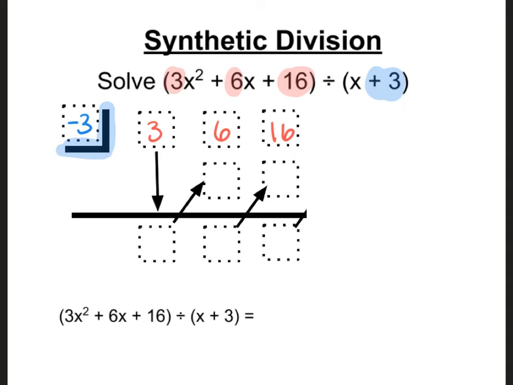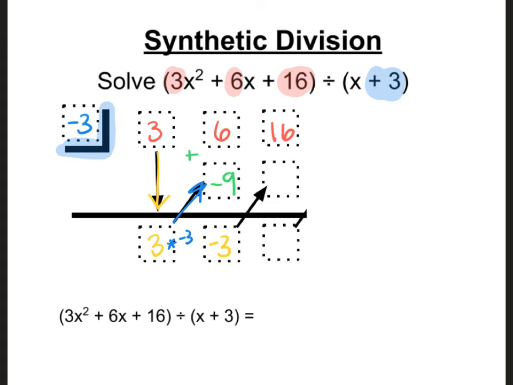All right, and then to divide, we have to start by bringing down that first number. So 3 comes down. Then we're going to multiply it by whatever's in the house. So I'm going to do times negative 3. And when I do 3 times negative 3, I get negative 9. And when I get that answer, it's going to go right here. Your next step is going to be to add those numbers together and then rewrite your answer down below. So if I do 6 minus 9, I get negative 3.